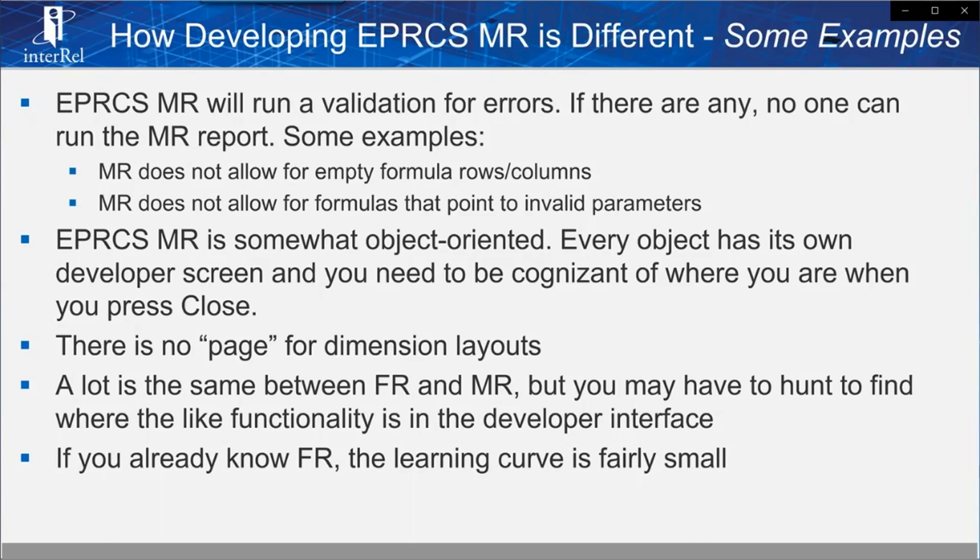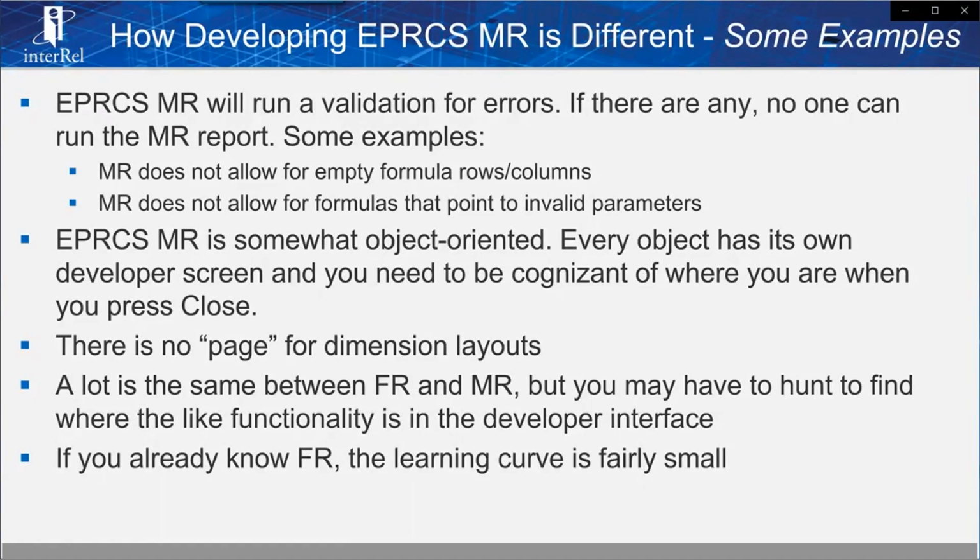It can be very frustrating at first because you're just not used to the way it navigates. Another important thing that's a very big difference between FR and MR is that there is no page for dimension layouts. So in FR, you can put things in the point of view, the page, the rows, or the columns. There is no page in MR. Now, that doesn't mean that the concept of a page doesn't exist, but it's definitely not a drop-down format. It'll just put it in the POV, and then you allow users to select different types of items.